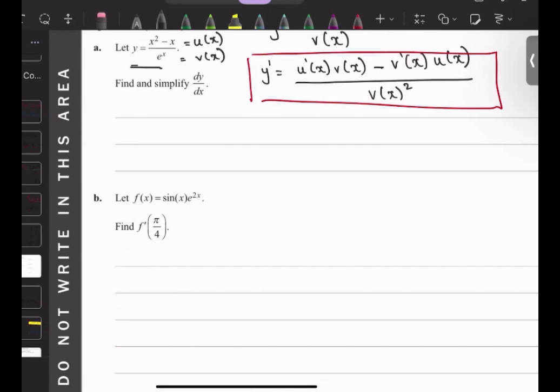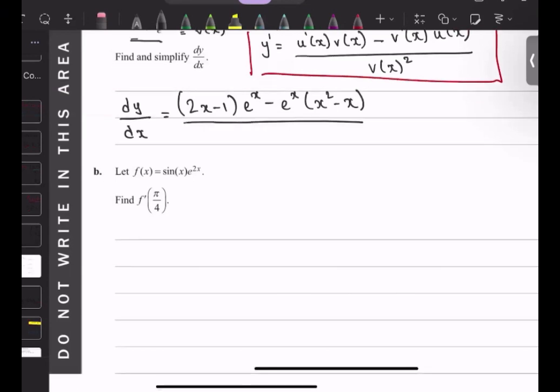So dy/dx is simply given by the derivative of u, which is 2x minus 1, multiplied by e to the x, minus the derivative of v, which is the derivative of e to the x, which is simply e to the x, times the function u of x, so this is x squared minus x. Okay, and this is all divided by e to the x all squared.